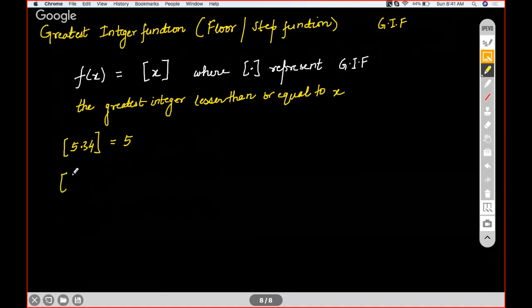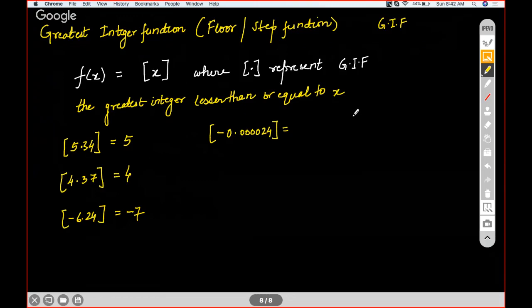So if I ask you what's the GIF of 4.37? It will be 4. Absolutely. What's the GIF of minus 6.24? It's the greatest integer lesser than that, right? So it would be minus 7. Absolutely correct. This is a mistake which many people make. They think it's minus 6. It's not minus 6, it's minus 7, as you rightly said. What's the GIF of minus 0.000024?